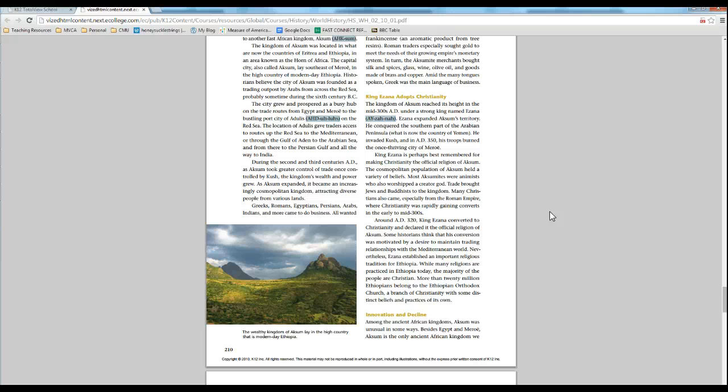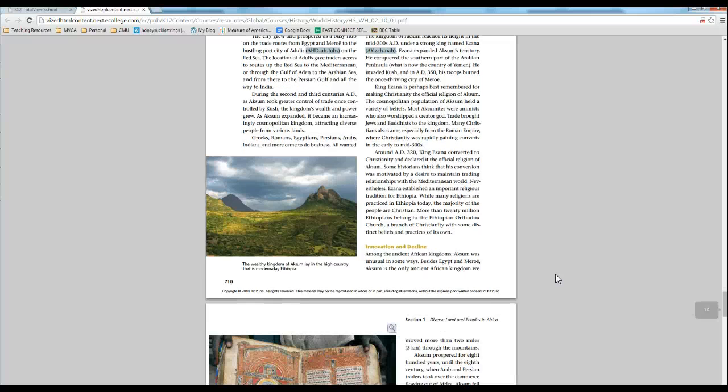Some historians think that his conversion was motivated by a desire to maintain trading relationships with the Mediterranean world. Nevertheless, Ezana established an important religious tradition for Ethiopia. While many religions are practiced in Ethiopia today, the majority of people are Christian. More than 20 million Ethiopians belong to the Ethiopian Orthodox Church, a branch of Christianity with some distinct beliefs and practices of its own. Among the ancient African kingdoms, Aksum was unusual in some ways.